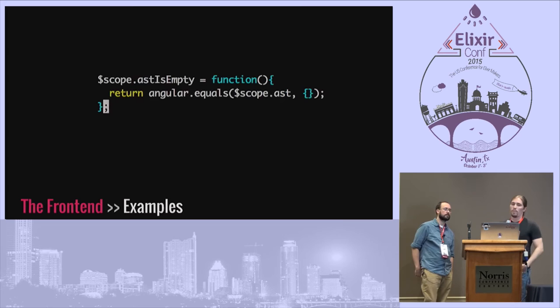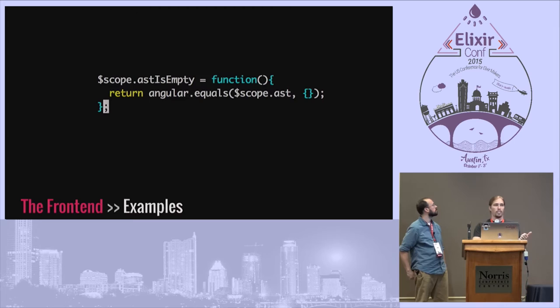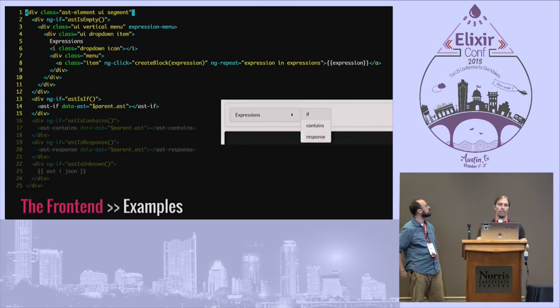Our AST element directive also has a function that checks our AST, and if it's empty, this is going to return true. If it does, then our AST element template gets rendered. This was specified in the directive that I just showed you. So everything inside of the ngIf on line 2 will be rendered. Angular's ngIf directive just removes or recreates a portion of the DOM tree based on an expression.